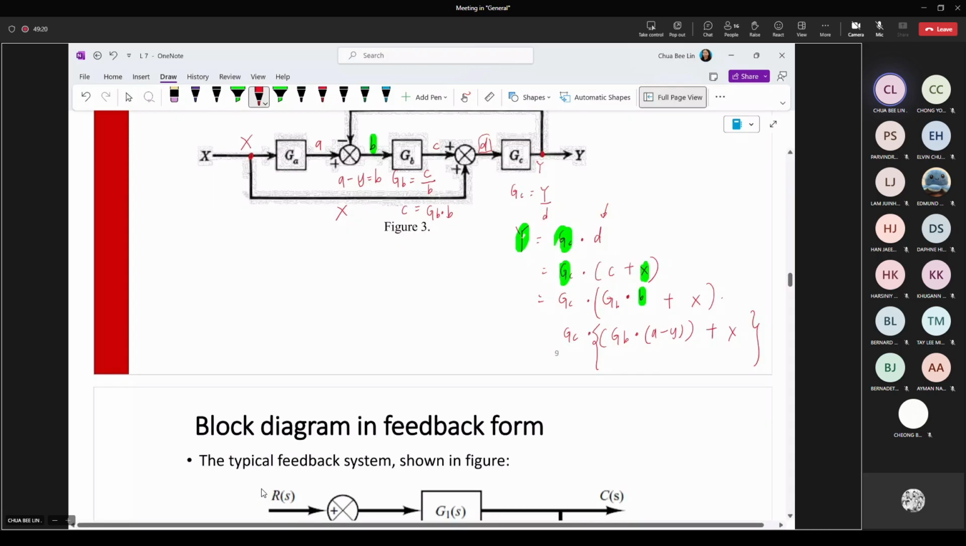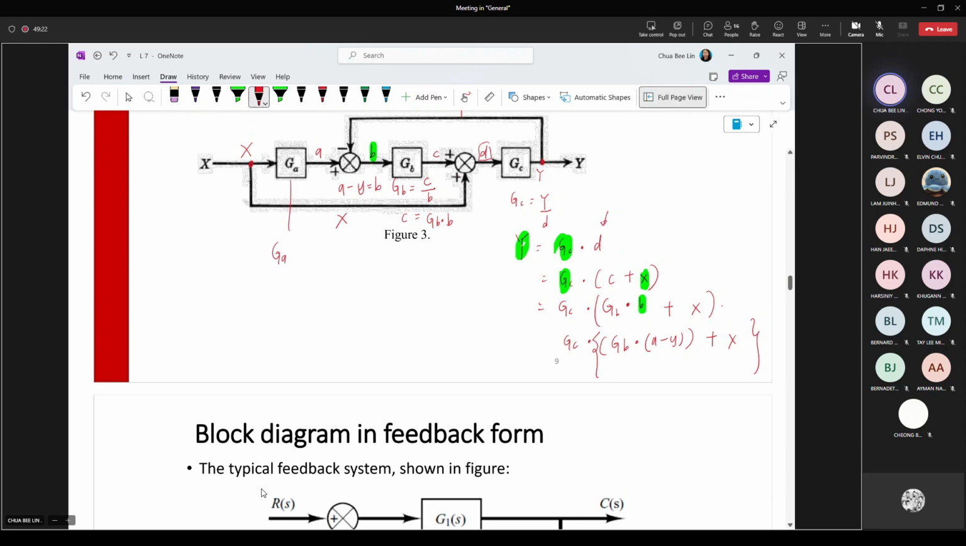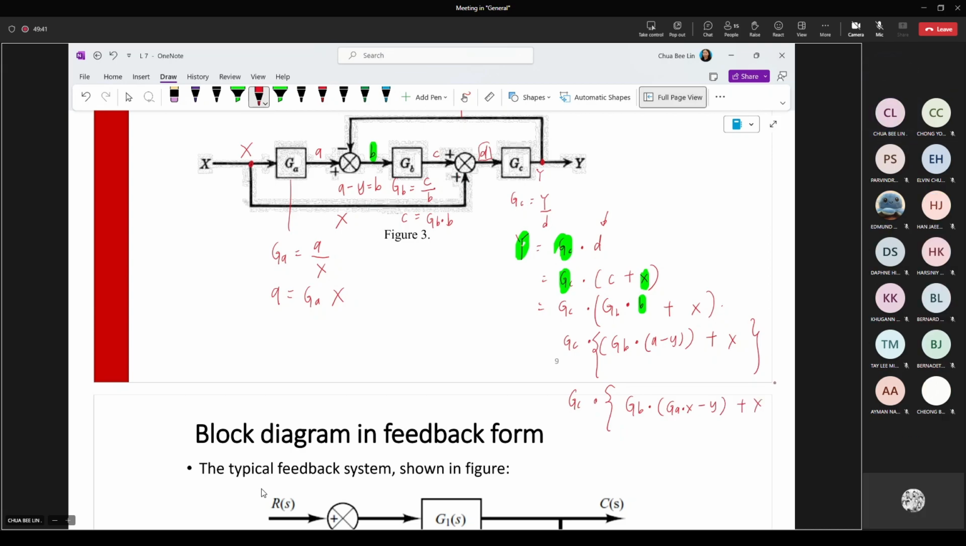So what is your A? Your A here is GA, which is output over the input. So your A will be GA times X. So GC multiplied with GB, then this one is GA times X minus Y, then plus the X. Okay. So this one is your Y. Finally, you will do the expansion and rearrange.